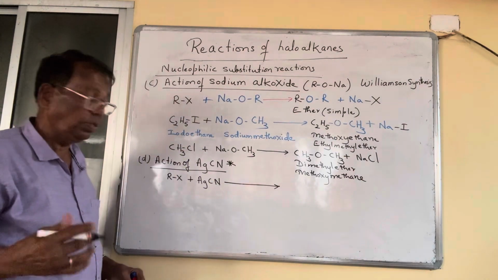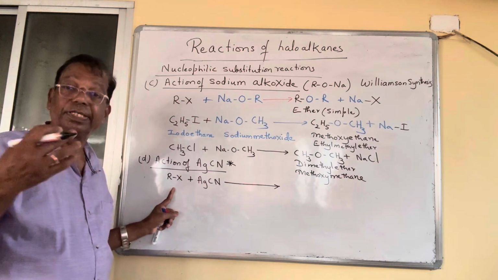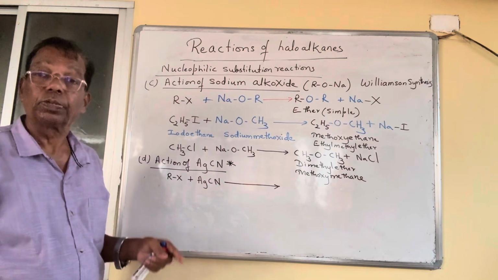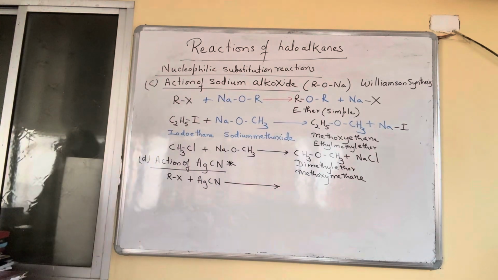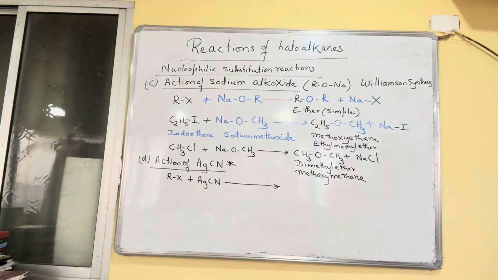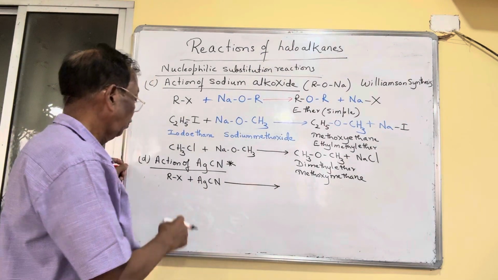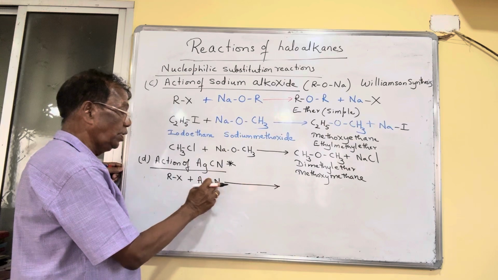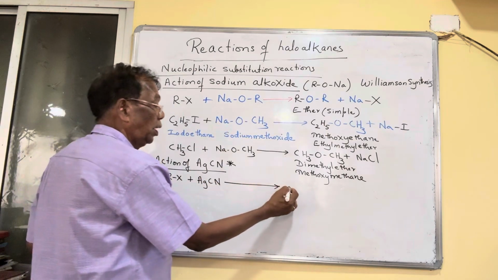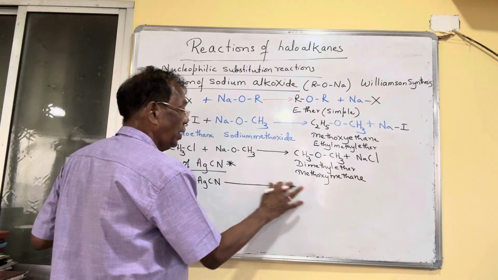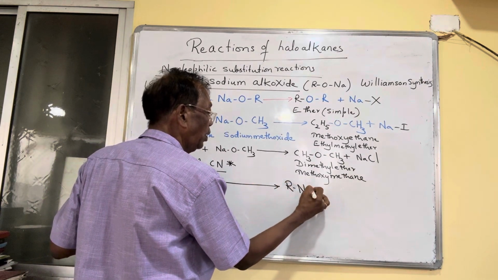According to anybody, if you just see, silver and X will go out as AgX. No doubt, it will go out as AgX. But the group that will be left here will be RCN. But here it will not be RCN. This will become RNC. See this, this will become R with NC.